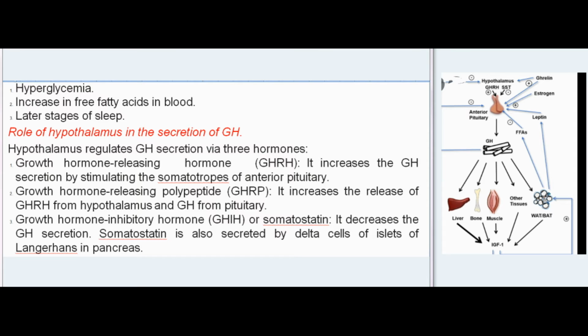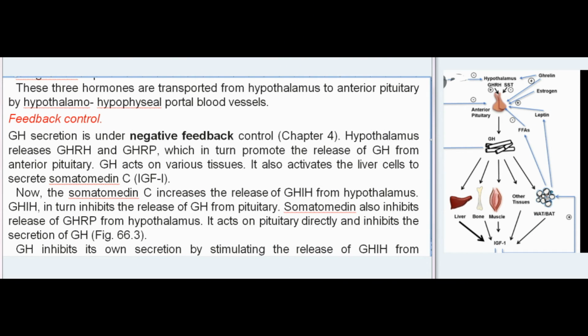Hypothalamus regulates GH secretion via three hormones: growth hormone releasing hormone, GHRH. It increases the GH secretion by stimulating the somatotropes of anterior pituitary. Growth hormone releasing polypeptide, GHRP. It increases the release of GHRH from hypothalamus and GH from pituitary. Growth hormone inhibitory hormone, GHIH, or somatostatin. It decreases the GH secretion. Somatostatin is also secreted by delta cells of islets of Langerhans in pancreas. These three hormones are transported from hypothalamus to anterior pituitary by hypothalamo-hypophyseal portal blood vessels.